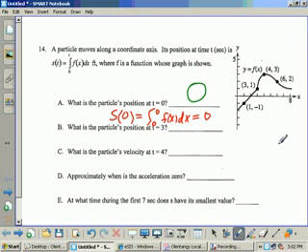Part B, what is the particle's position at a time of 3? Similar process. S is a position function. We want the position at 3 seconds. Position is defined as the definite integral from 0 to 3 of f of x dx. Well, to determine the definite integral from 0 to 3, refer to function f.